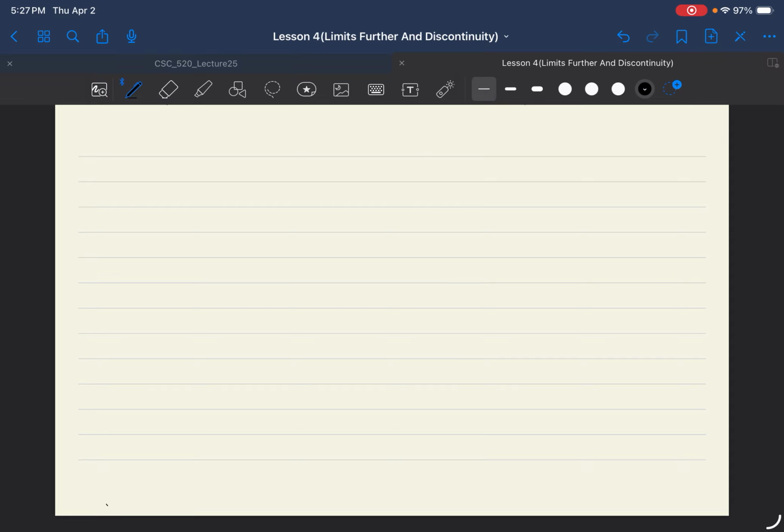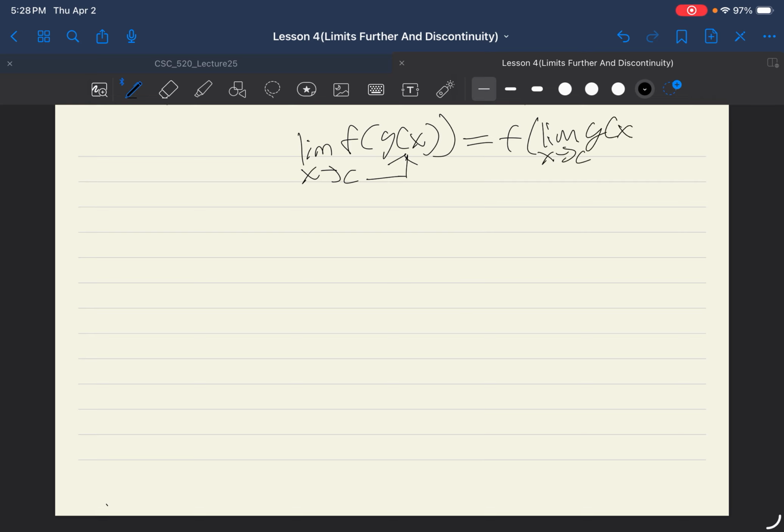So composite functions are pretty simple. The limit as x approaches a particular number c of f of g of x. You simply have to plug in that number c, and then you have to see if that's going to be equal to f of the limit as x approaches c of g of x. So basically, you just have to tell wherever that limit's going.